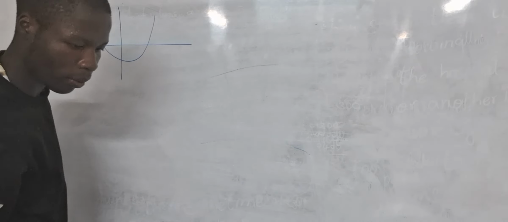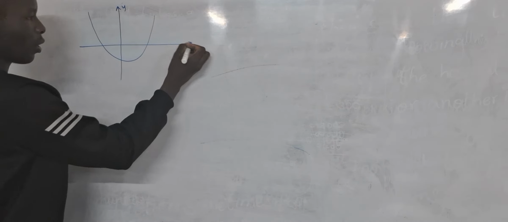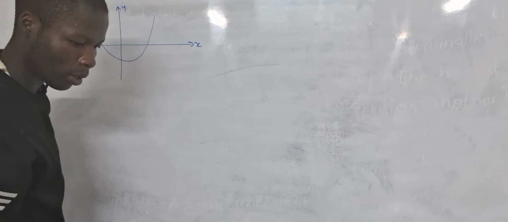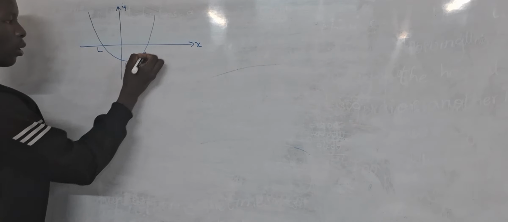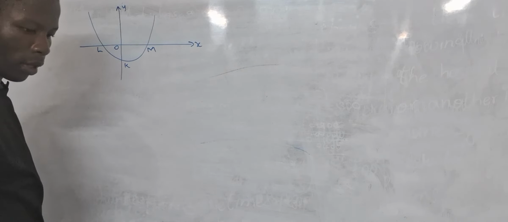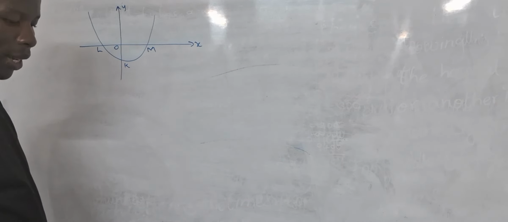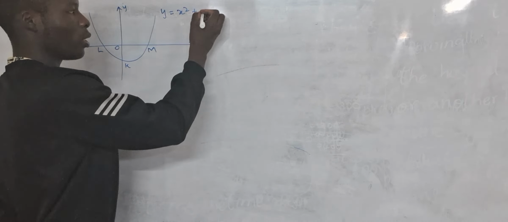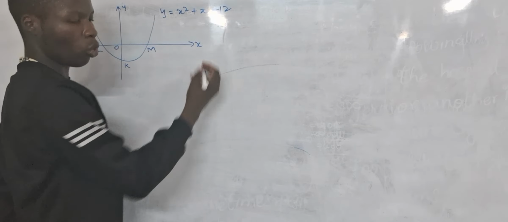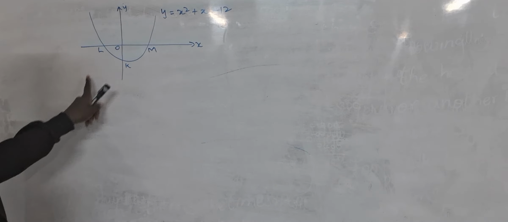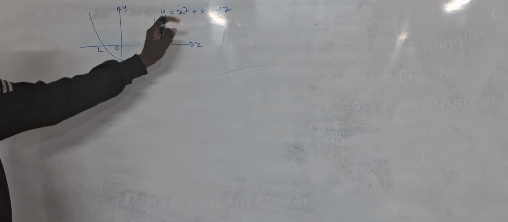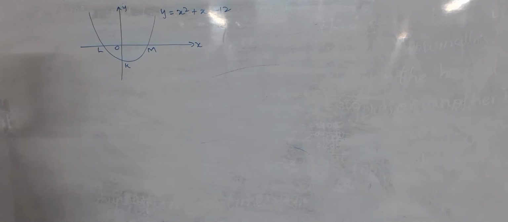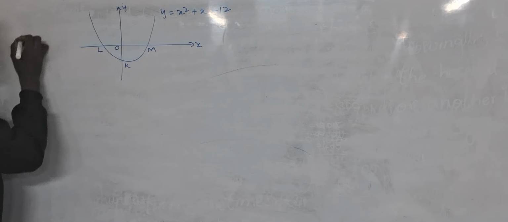The graph is given. This is y and this is x, and this is 0. The diagram is a sketch of y is equal to x squared plus x minus 12. If you check, this is a quadratic function. The graph cuts the y-axis at (0, k).